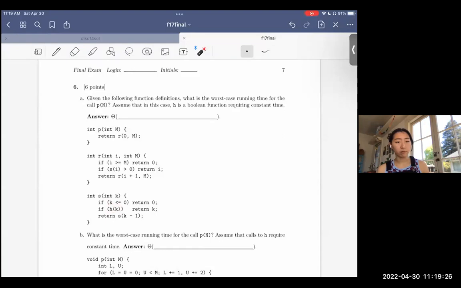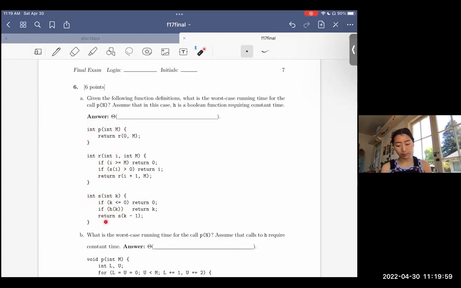Just looking at this problem from a high level, the end goal, what we want to analyze, is P of N. But P relies on knowing how long R takes. And R, we see, has a call to S. And S, finally, only relies on S and H, which we know is constant. So there's a chain of calls, and in order for us to analyze P, we first need to analyze S and R.